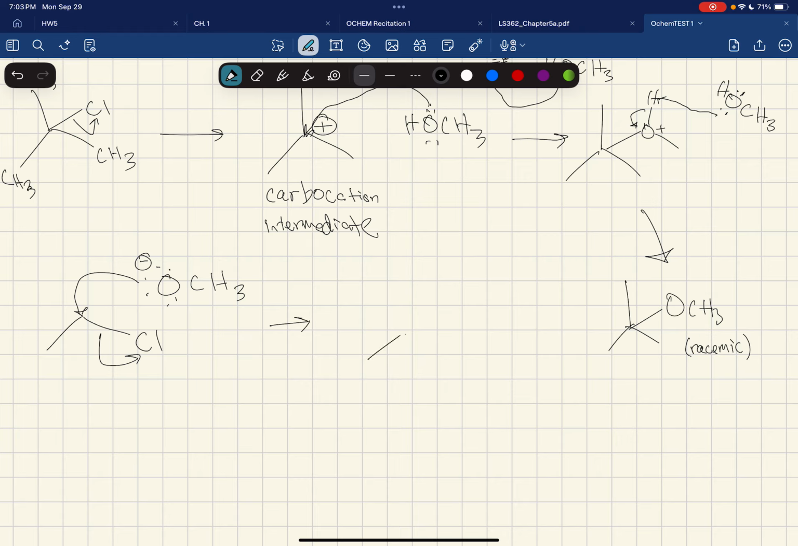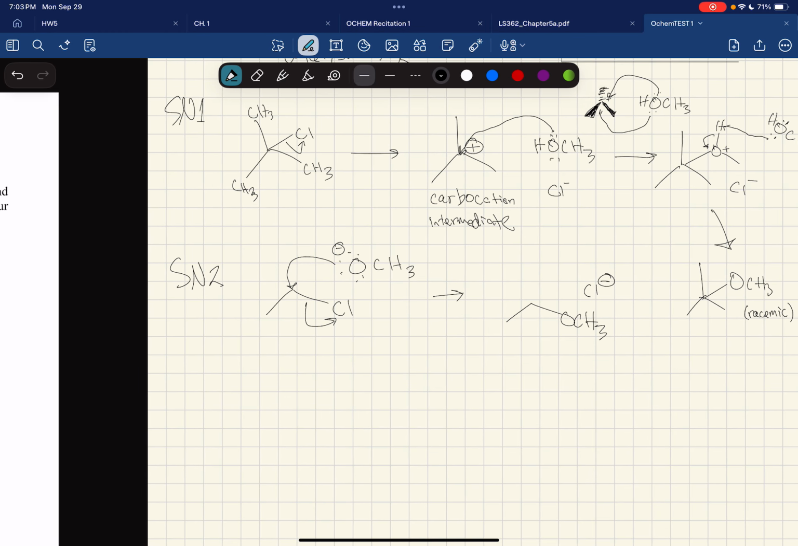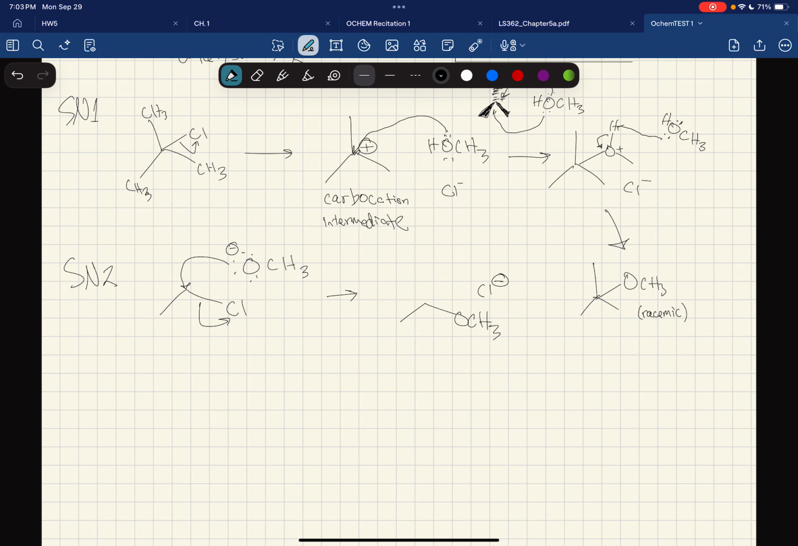I forgot to write the Cl minus over here, but Cl minus is always present. And that's the SN2 reaction. And how that's going to affect the stereochemistry, it's going to just reverse the stereochemistry. I'll try to think of a good example for that.